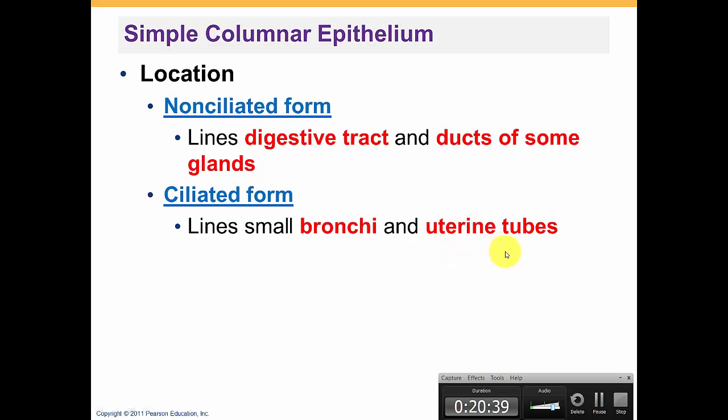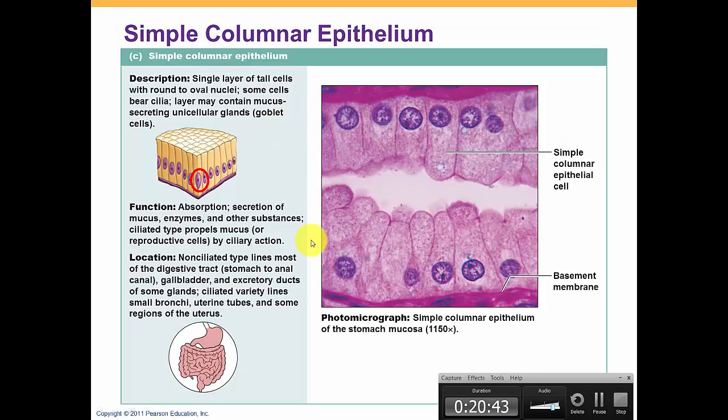Okay, so we need to have these cilia so we can move the ovum. So here is an example from the GI tract. As you can see, these cells are very tall, and these cells have nuclei in them. These cells are not ciliated, they just have some microvilli, but they're not ciliated at all.